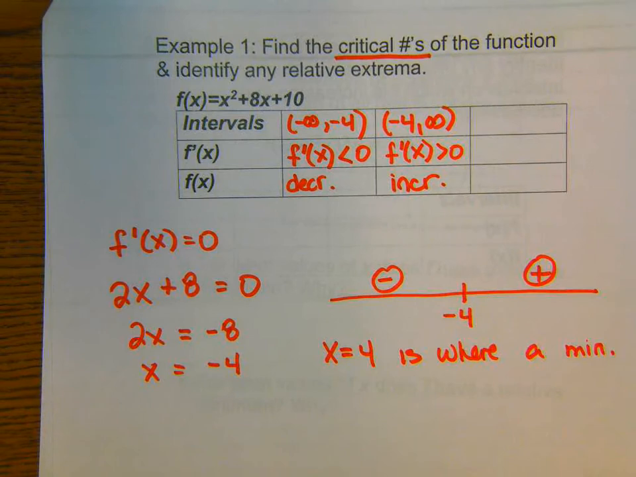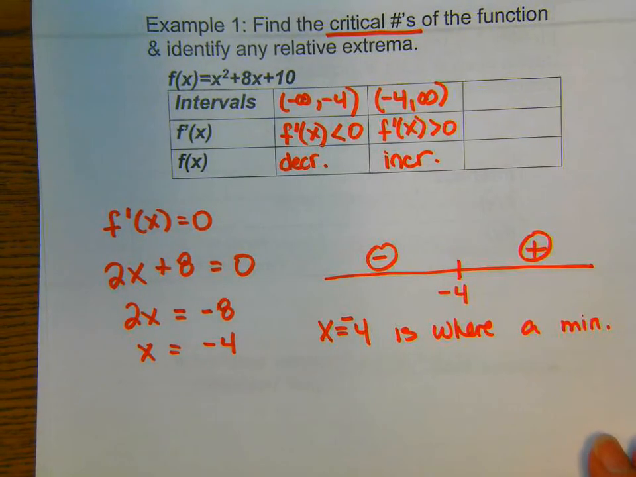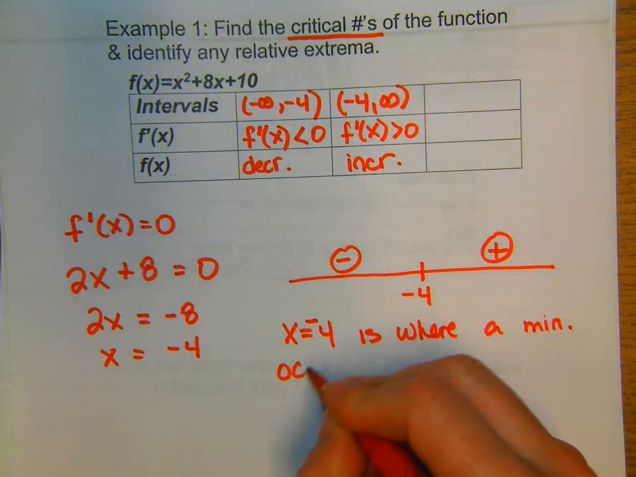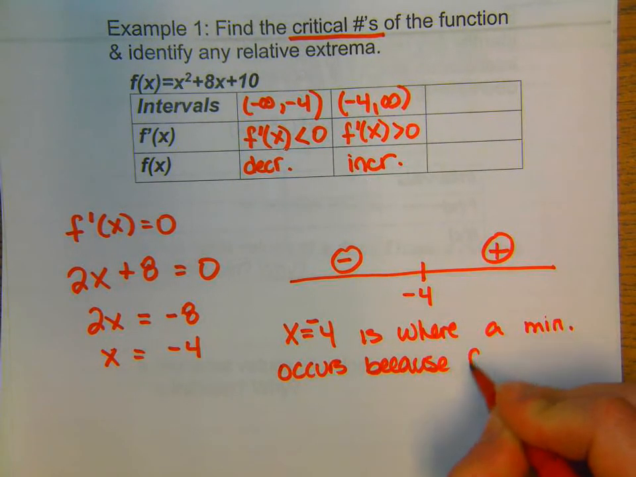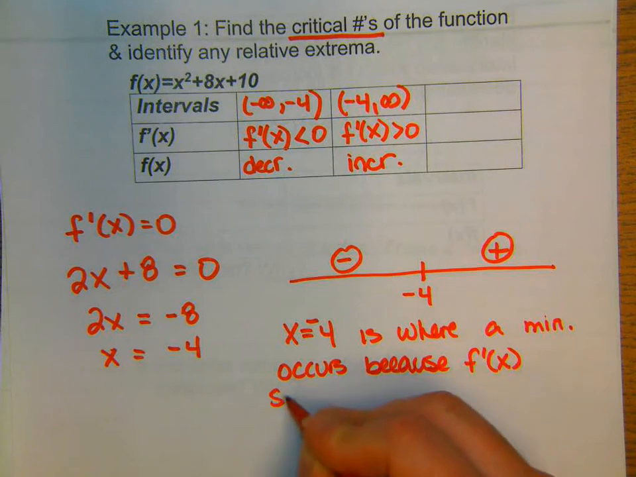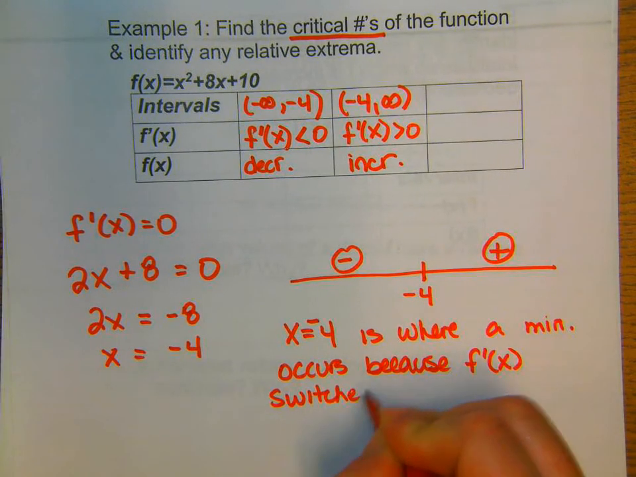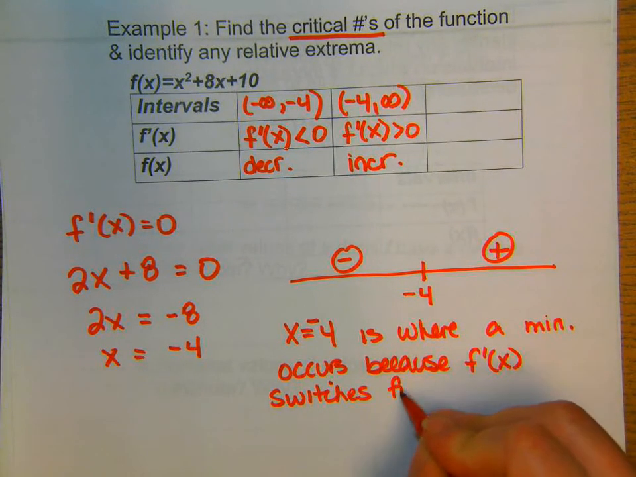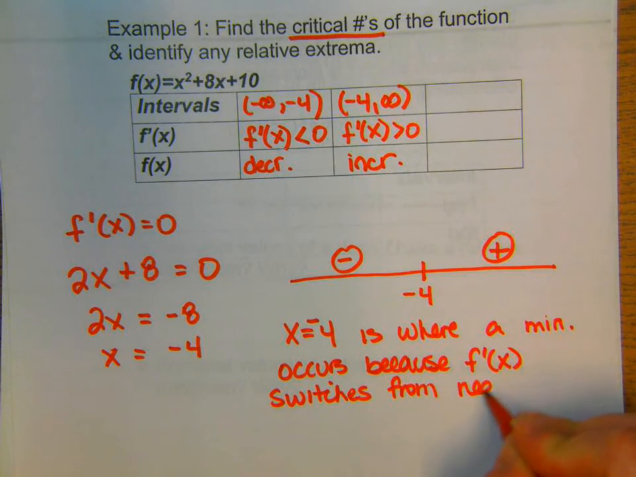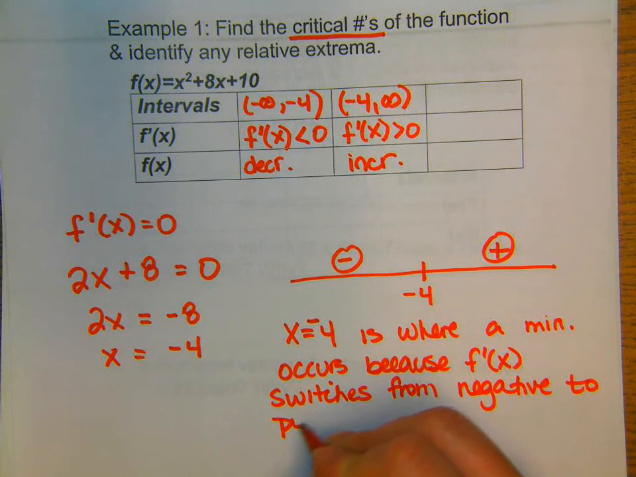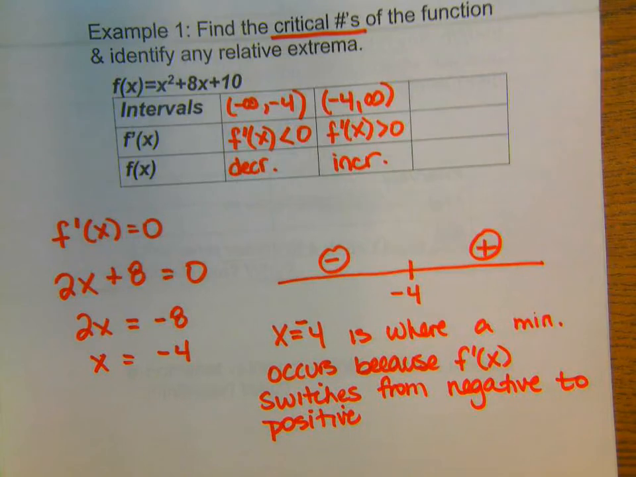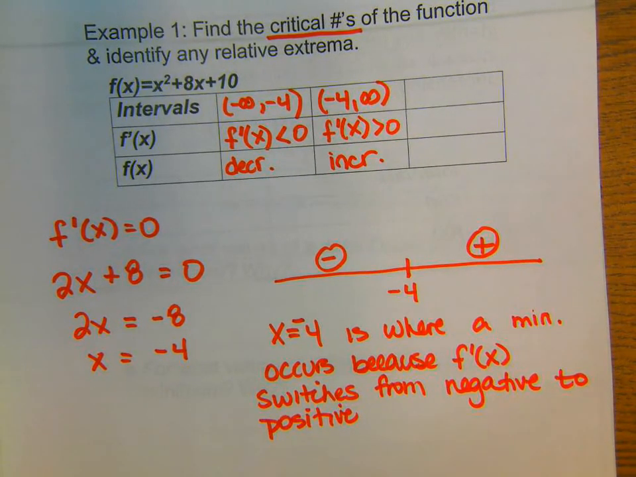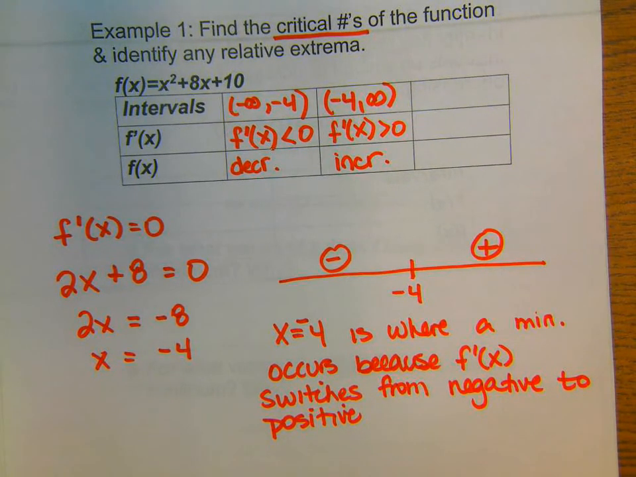because f prime of x switches from negative to positive. You would want to mention what the derivative does because it's the calculus thing. So that's what the justification is, but do you see how our chart helped us notice that? We wouldn't have really been able to do that without a chart. It just helps us organize it.